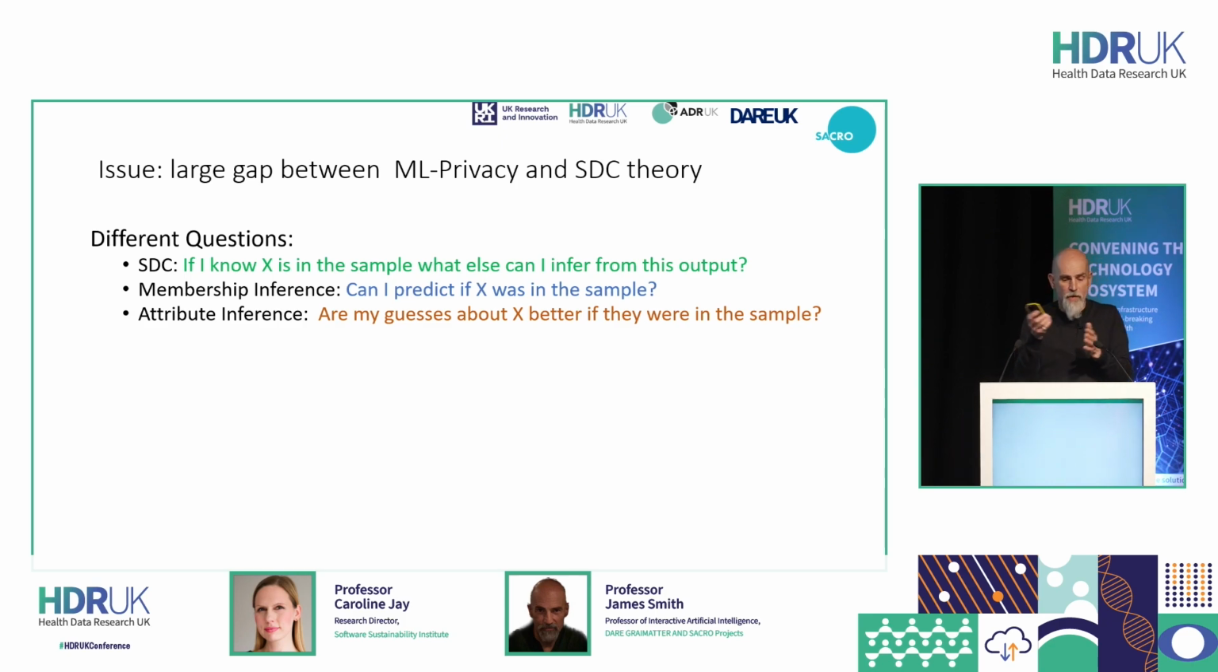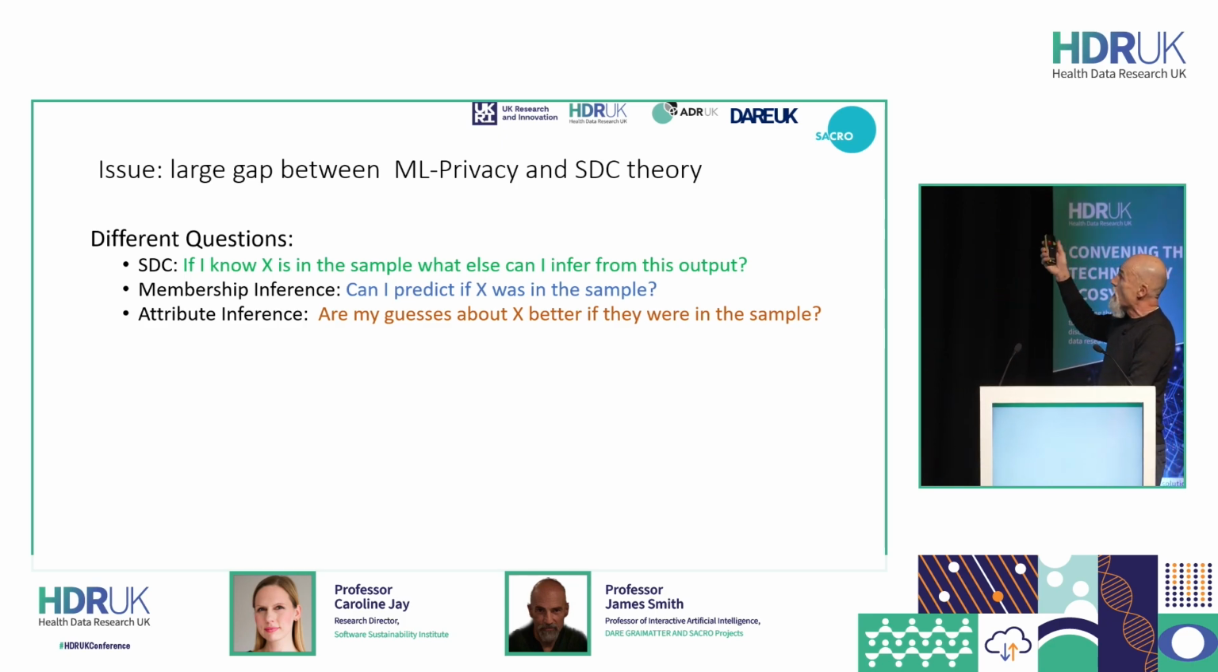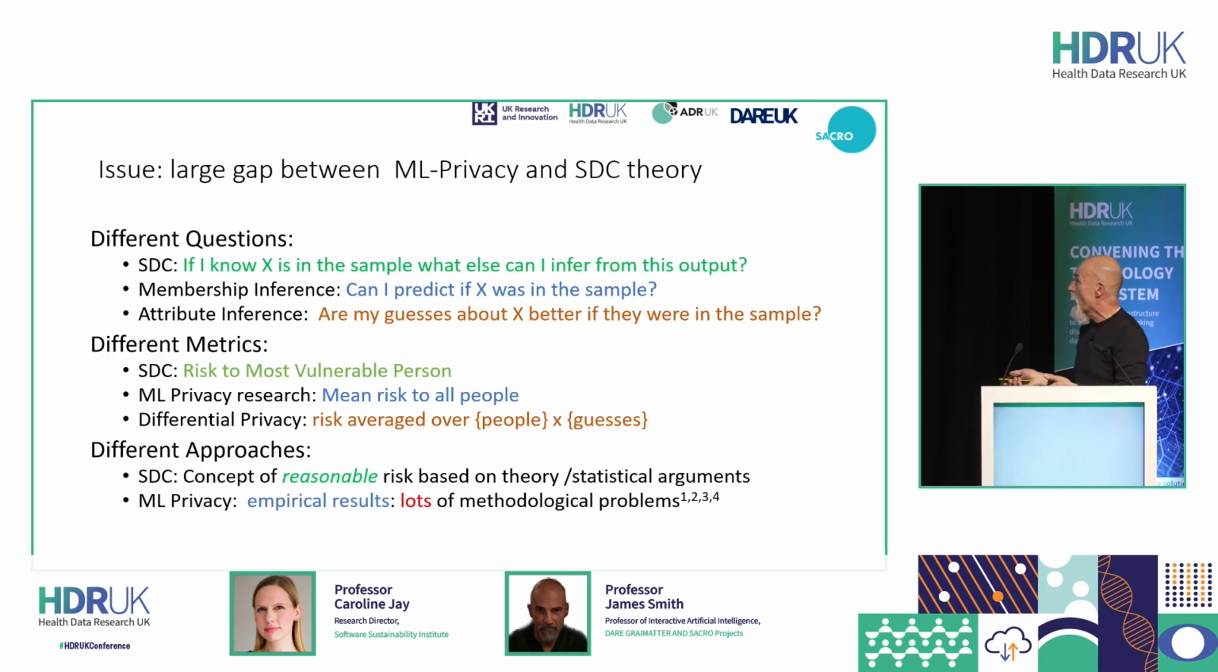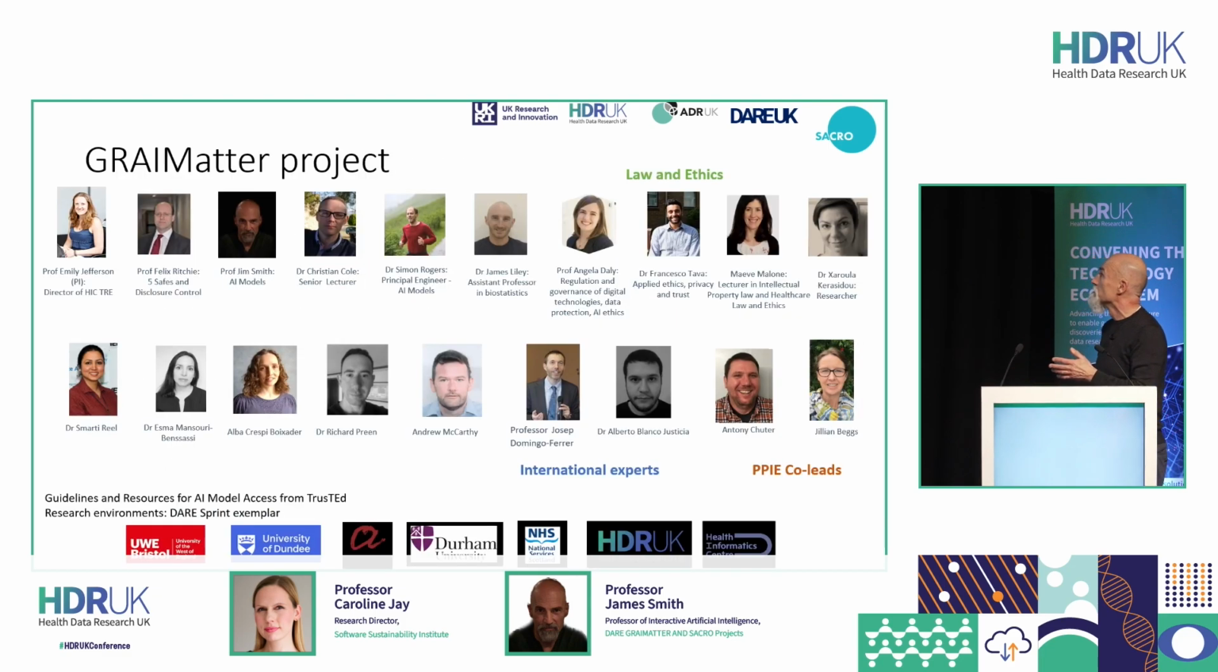The trouble is that there's really quite a large gap between what machine learning privacy people do and what SDC people do. They're actually asking subtly different questions. They're looking at very, very different measures for whether something's risky or not. I can't emphasize that too much. And their approaches are based on different philosophies of science.